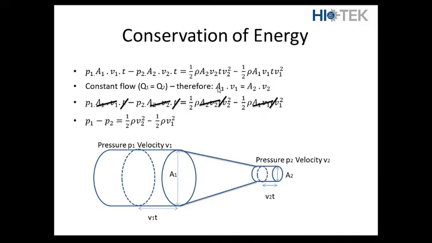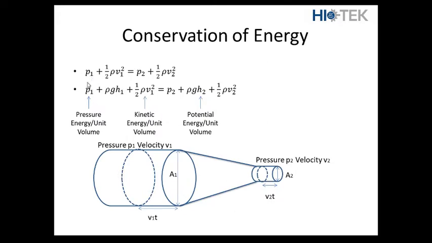And so we have that the area 1 times the velocity of fluid in area 1 is equal to the velocity of the fluid in pipe 2 times the area of pipe 2. And what we'll see is that if we say A1 V1 equals A2 V2, we can cross out these expressions as I've done here because they cancel, and the time expressions also cancel. So what we're left with is P1 minus P2 equals half rho V2 squared minus half rho V1 squared.